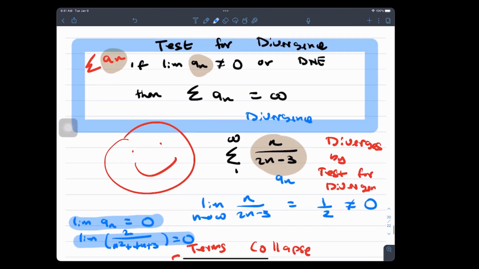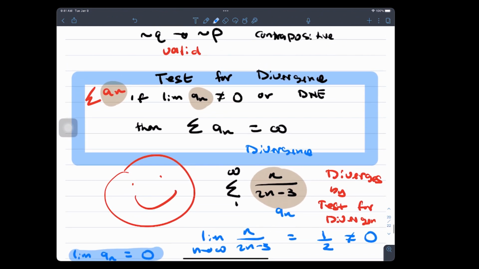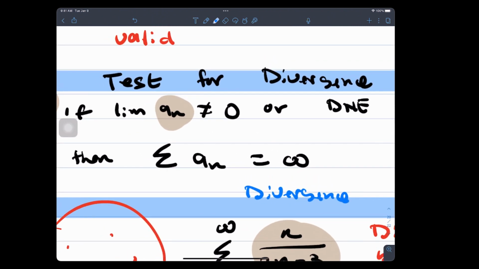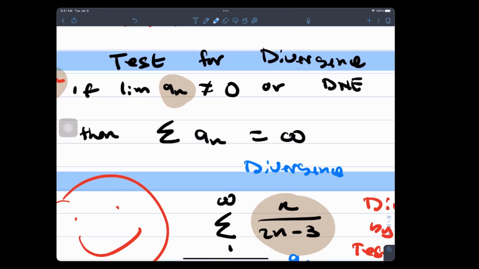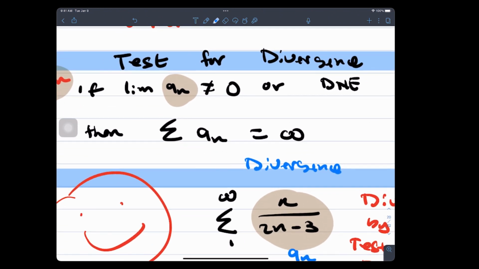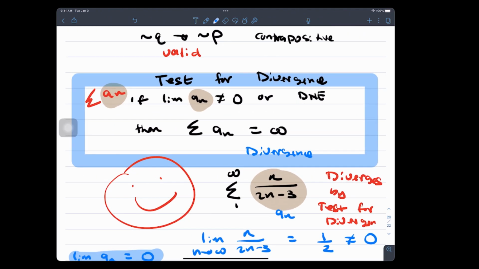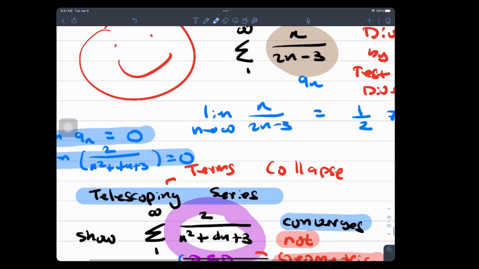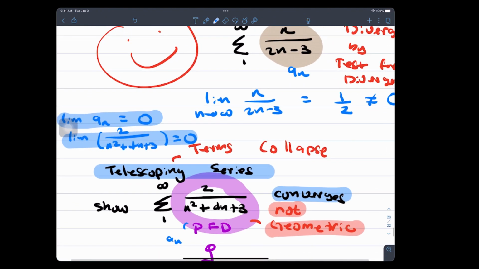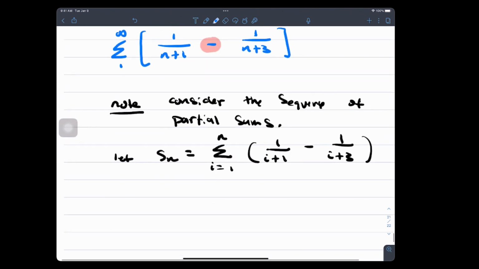But what does that mean? That doesn't mean anything. What means something is if the limit is not 0, or if it does not exist, then we can say that the series diverges. But the fact that this limit equals 0 has no meaning. So I want you guys to note that as well.